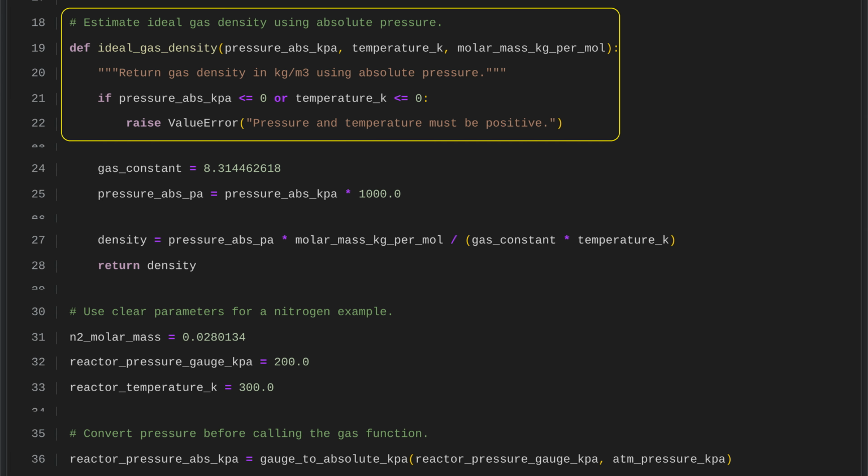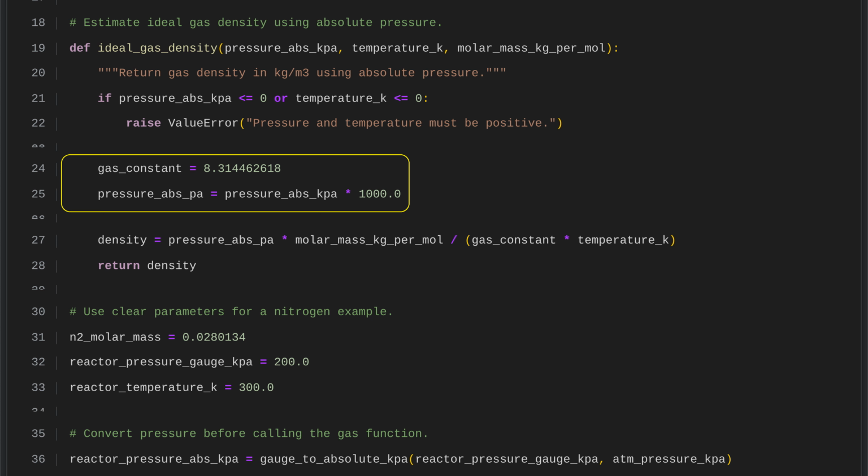This ideal gas density function uses absolute pressure, temperature, and molar mass to estimate gas density. Before calculating, it checks that pressure and temperature are both positive. If either value is 0 or negative, it raises an error, helping ensure the result is physically meaningful. The gas constant is introduced as the value used in the ideal gas law to connect pressure, volume, and temperature. Before applying the law, absolute pressure is converted from kilopascals to pascals by multiplying by 1,000, since pascals are the standard pressure unit for these calculations.